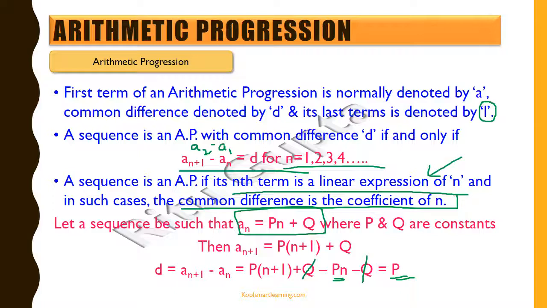So we know what a linear expression means. an, the nth term, is denoted by pn plus q, which means a linear expression in n. The degree of n is 1 on the right hand side. So this becomes the nth term, and if this is the nth term, then the common difference is the coefficient of n.